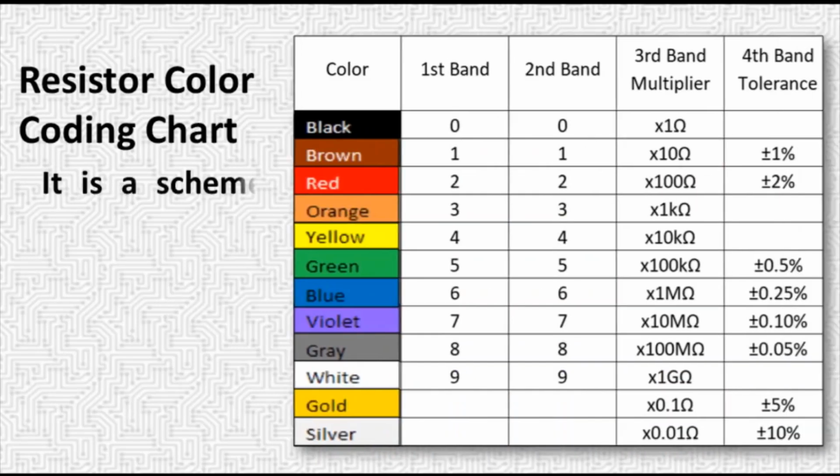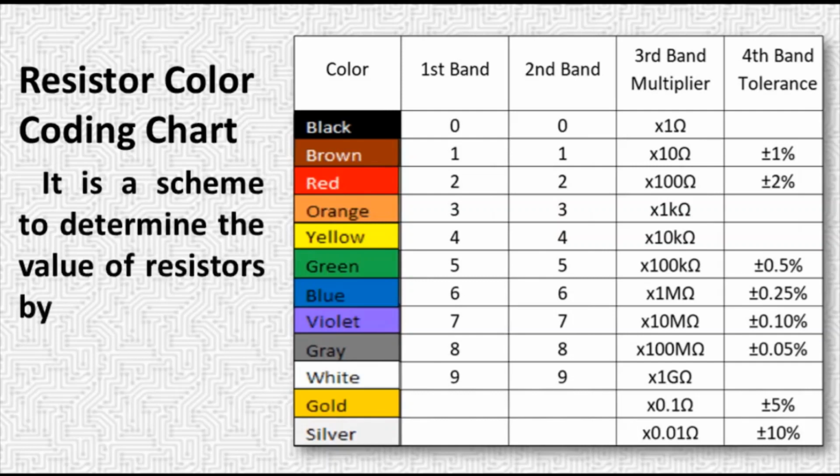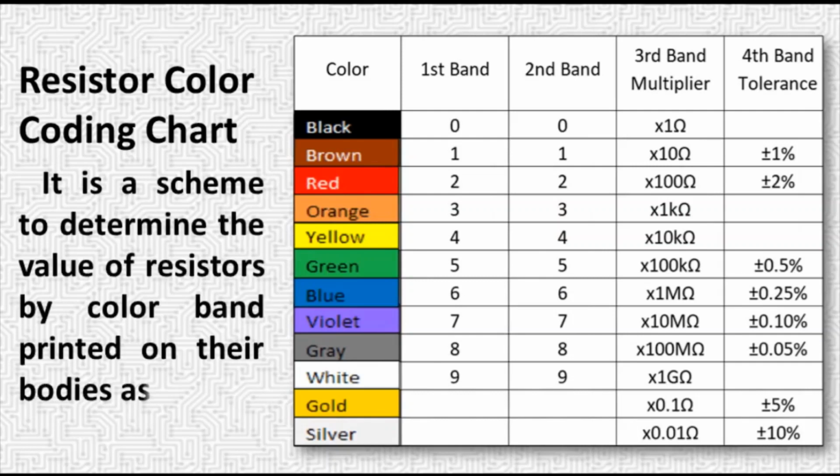Okay, another one na dapat nating maintindihan is the resistor color coding chart. Ano ba itsura niya? Ito po siya. No? It is a scheme to determine the value of resistors by color band printed on their bodies as code. Kung papansin ninyo, bawat box ay may kulay at nakasulat doon ang kanilang mga pangalan. Black, brown, red, orange, yellow, green, blue, violet, gray, white, and then gold and silver sa dulo.